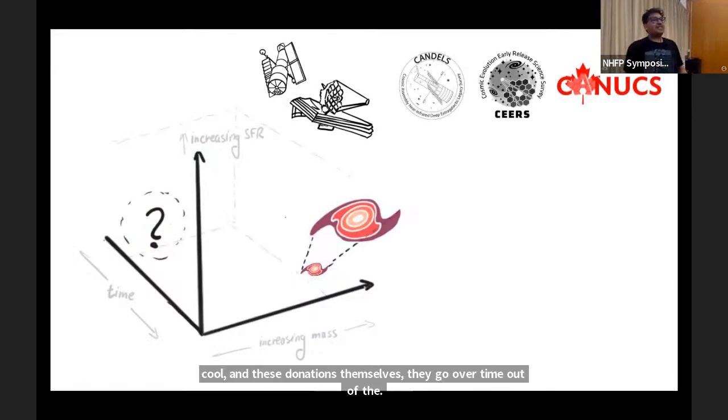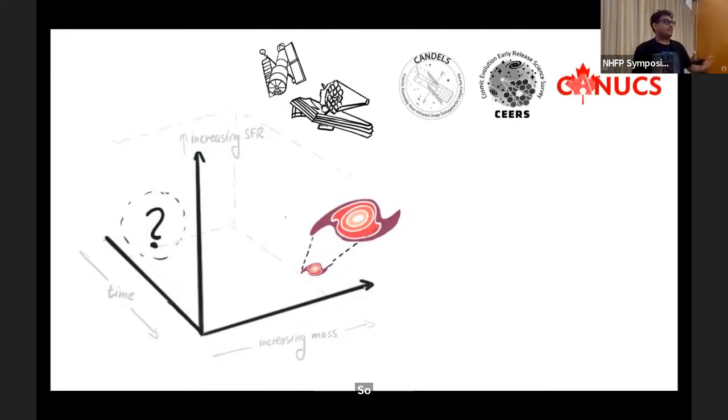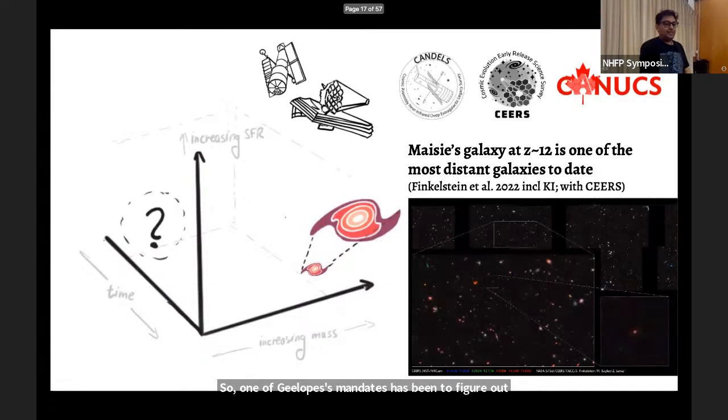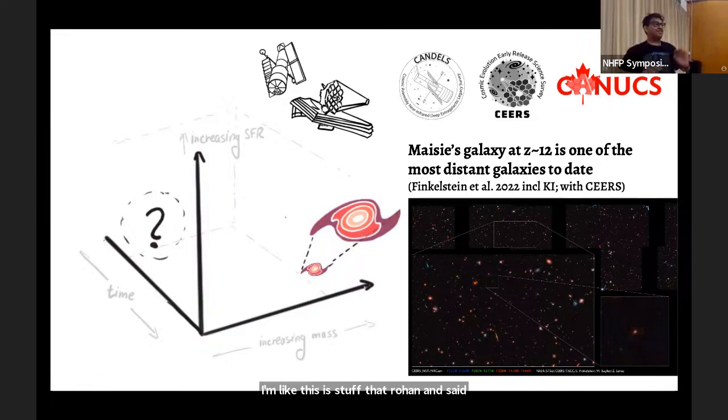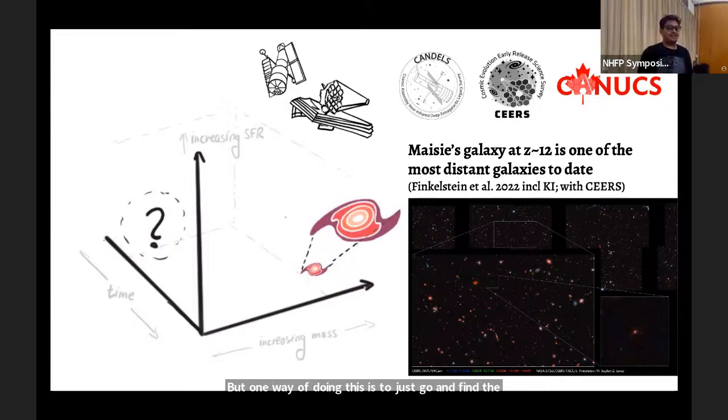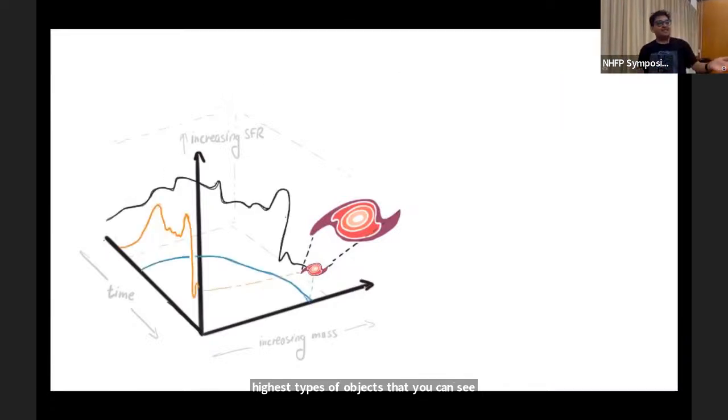So one of JWST's mandates has been to figure out how the first stars and the first galaxies formed. And one way to do this is to just go out there and look. This is stuff that Rohan and Seiji and folks are going to be experts in, so I'm going to defer to them. But one way of doing this is to just go and find the highest redshift objects that you can see. The other way, if you have access to star formation history information, is to trace a galaxy back a long time along its star formation trajectory to predict what its properties are going to be like at parts of observational space that you have difficulty accessing, either because it's too high in redshift or too low in mass.